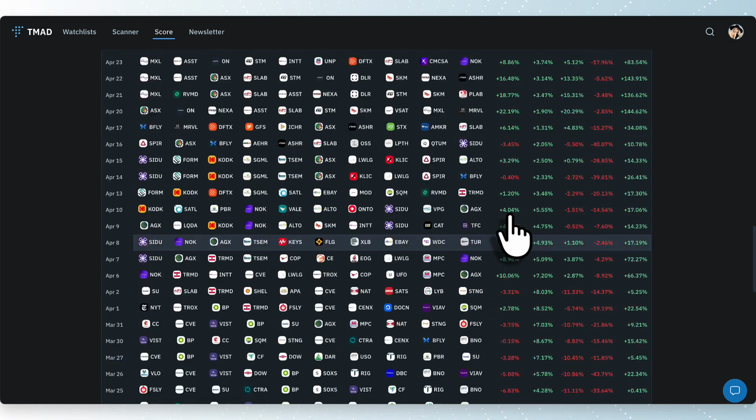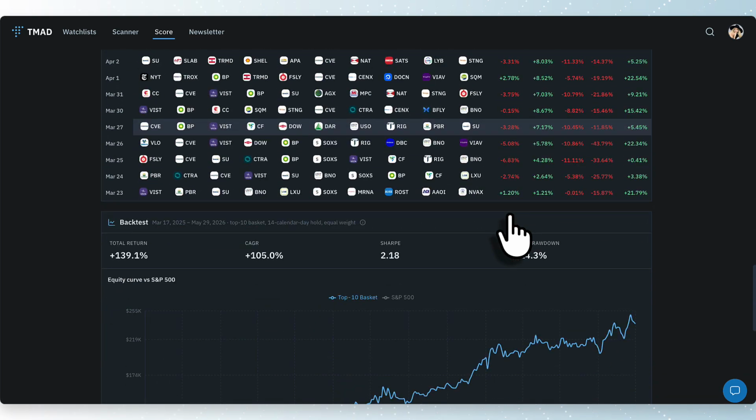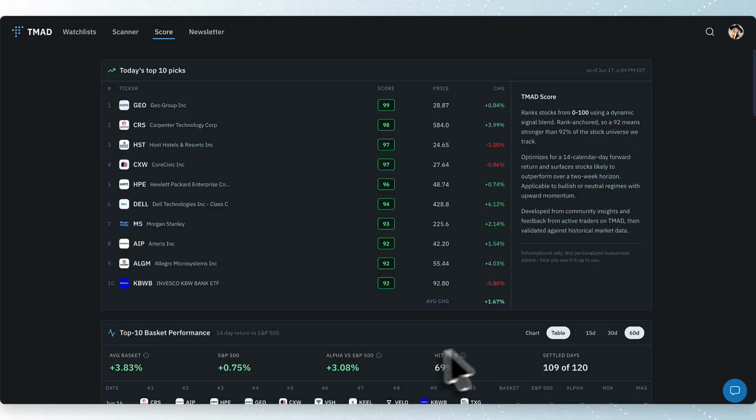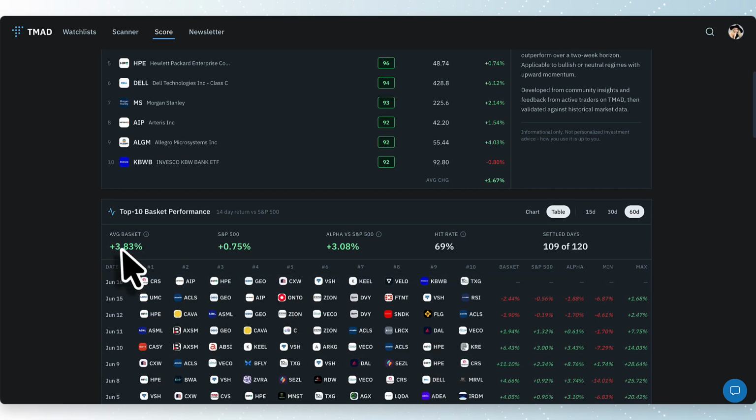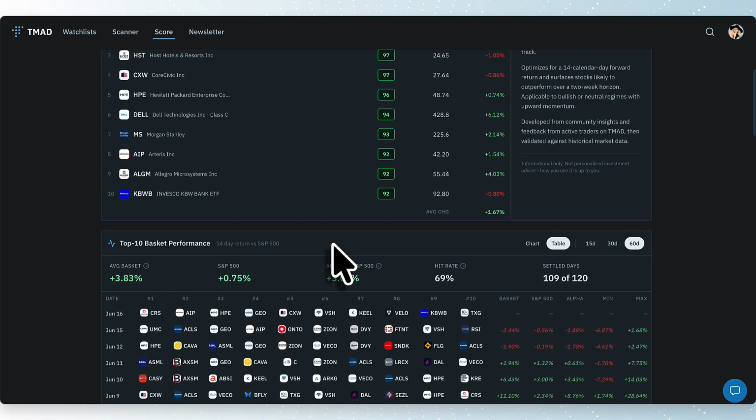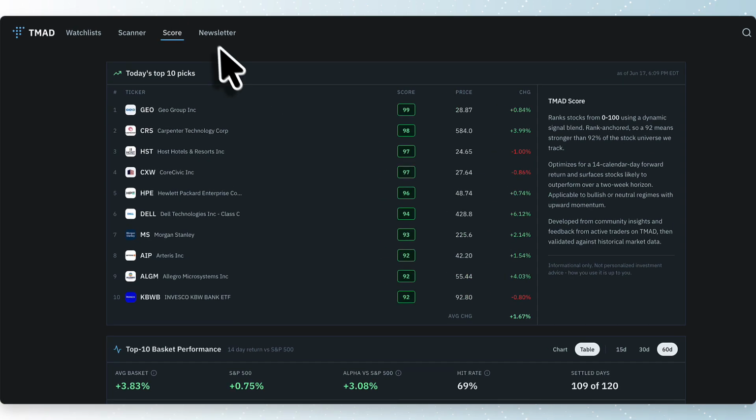Sometimes it happens. It's a win rate of 69%, and we make about 3.83% on 2 weeks, every 2 weeks, as opposed to 0.75% for SPY. So we have about 3% every 2 weeks alpha. All right, so that's a strategy we play.